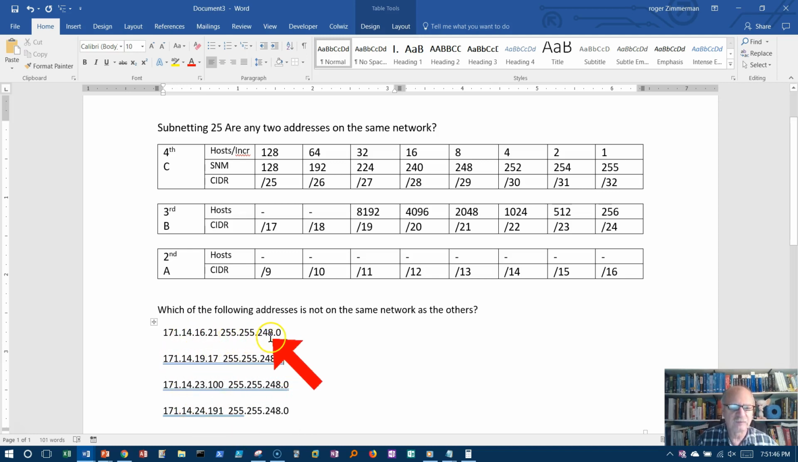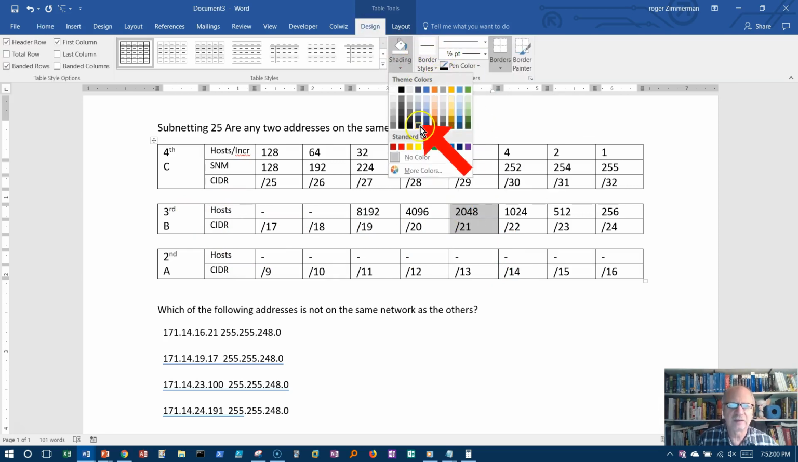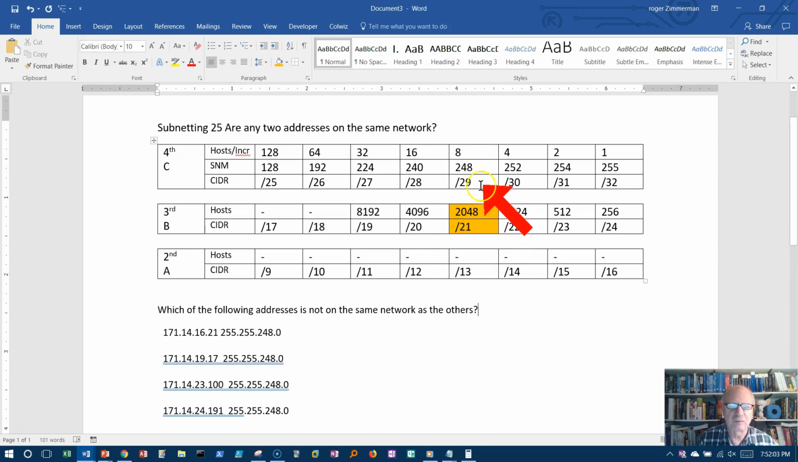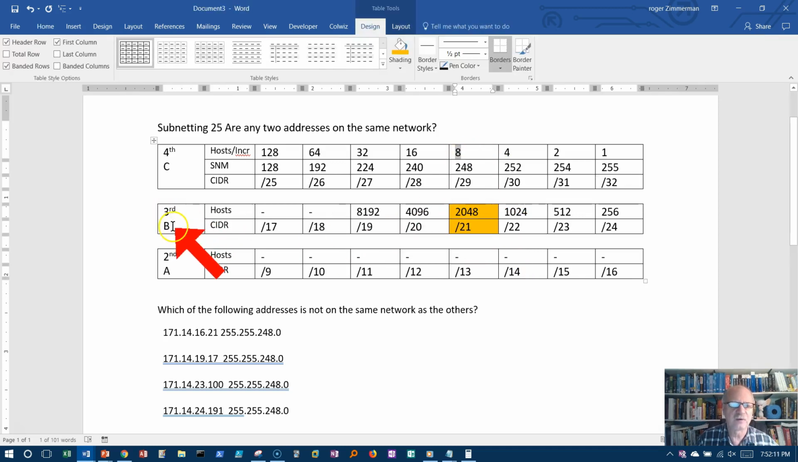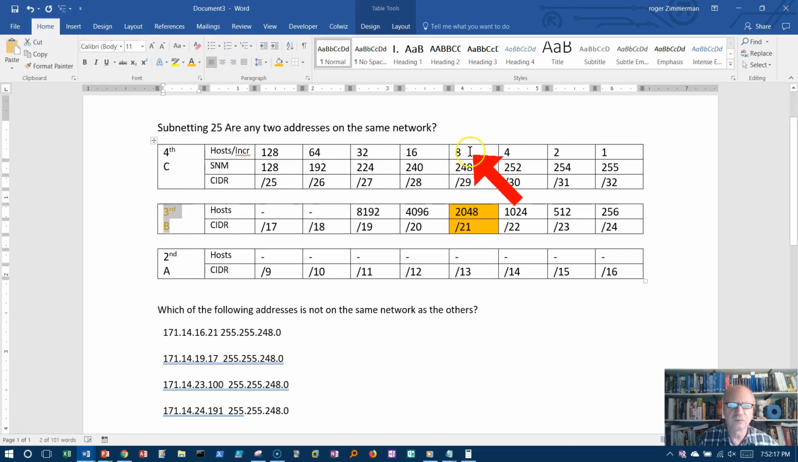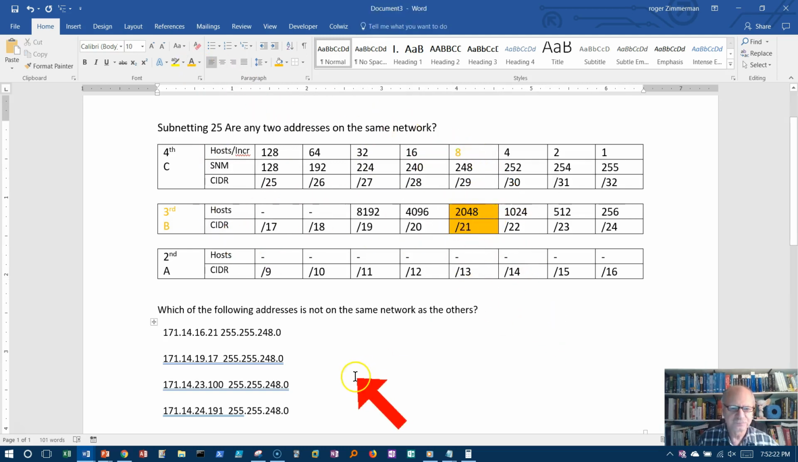So 255, 255, 248, 0. Well, the subnet mask of 248 is right here, but this is in the 3rd octet, so we need to go down to the 3rd octet. So we're interested in this one right here, and let's highlight that so that we can keep track of where we are. 248 in the 3rd octet tells us that the increment is 8, right up here, 8 in the 3rd octet. In fact, let's color that in just to make it clear here. All right, well, let's just do that and see where we come out.